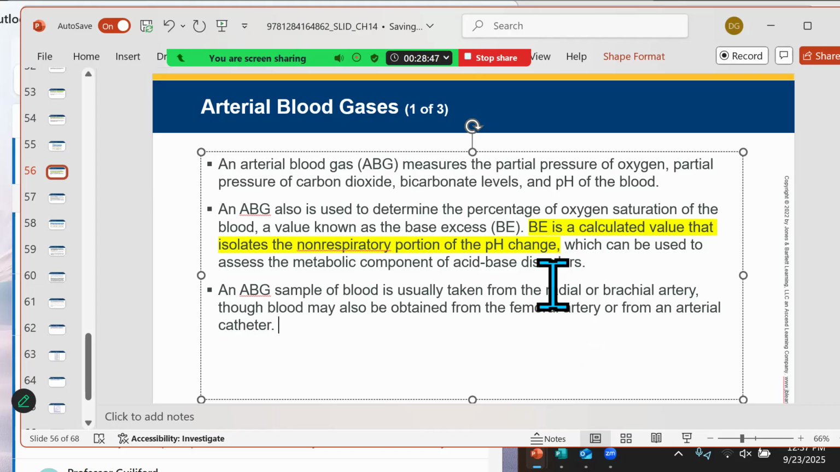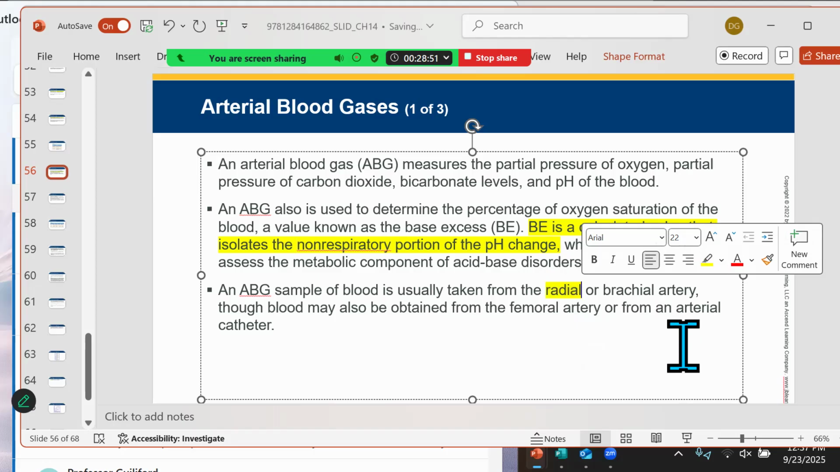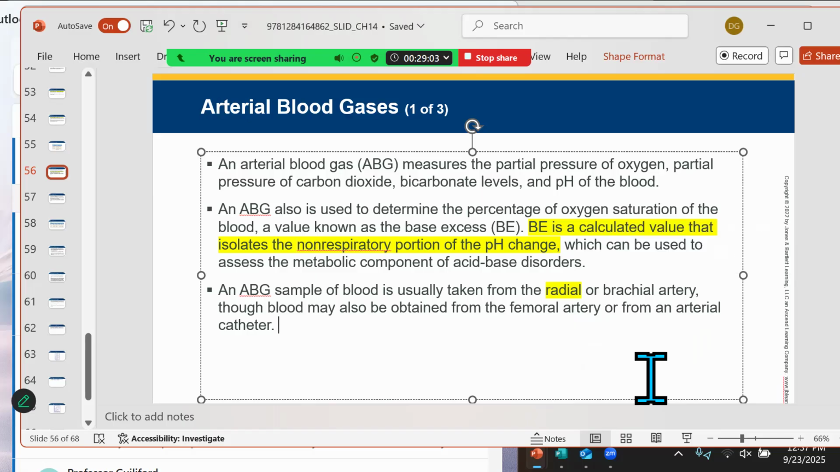Normally, we draw blood gases from the radial artery. That's the first preference. That's the artery on the thumb side of the wrist. We cannot draw from the ulnar artery. That's a question students ask me sometimes, because there are tendons that lay over the ulnar artery. So that's not a good option.